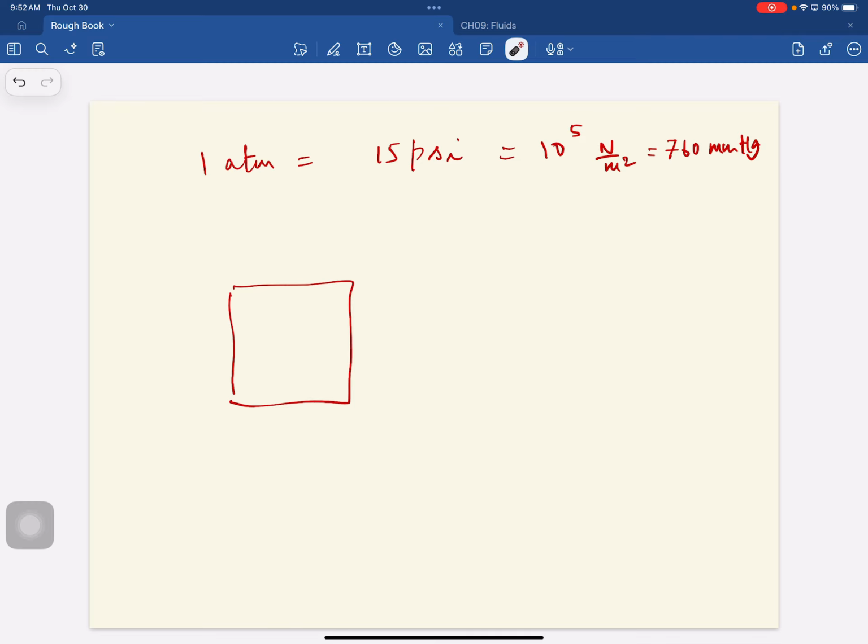Why isn't this flying away? Gravity helps. It's on both sides. Exactly.